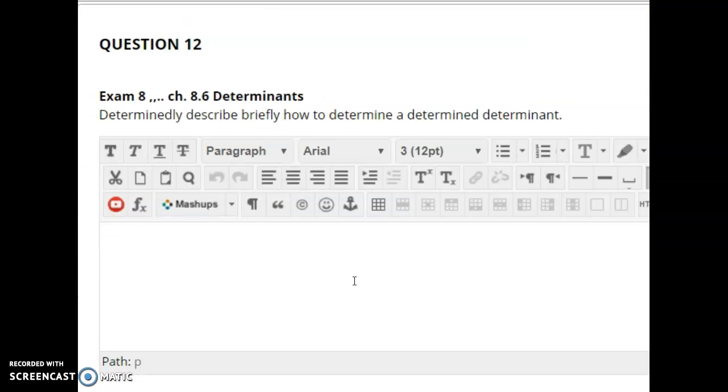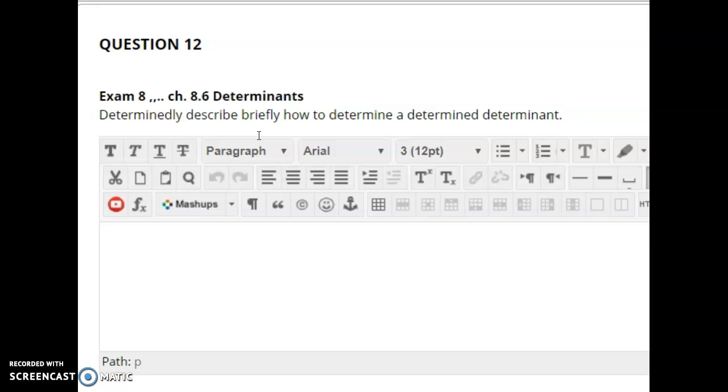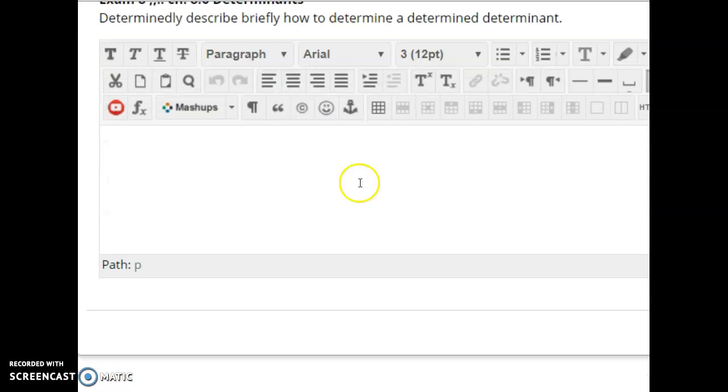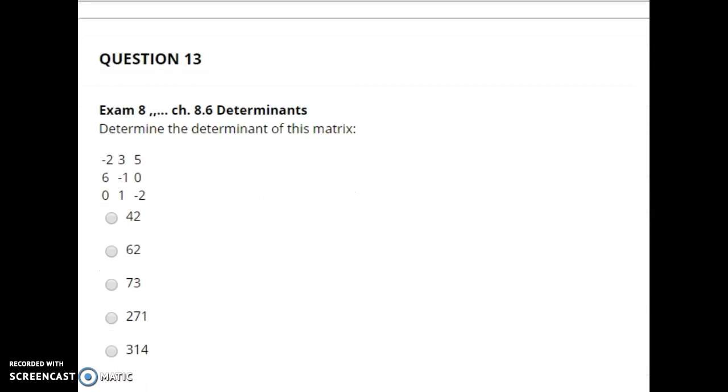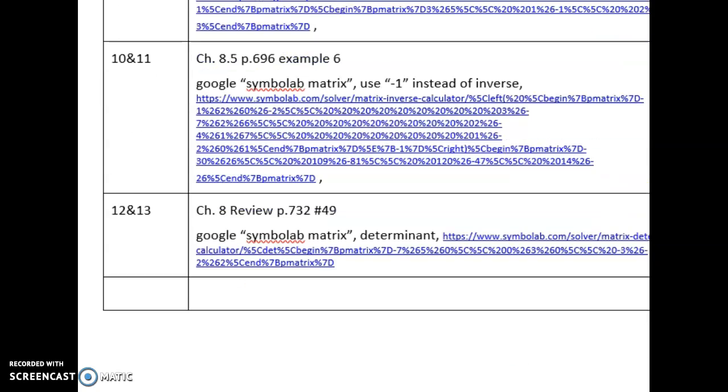All right, and then last but not least, determinants. So again, I usually have these short answer questions. Describe briefly how to determine the determinant, and then actually the very last one is determine the determinant of this matrix. All right, let's get over to the study sheet. So this one is posted with the links in here as well.